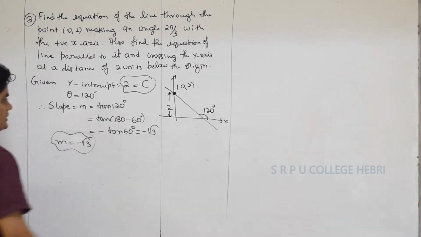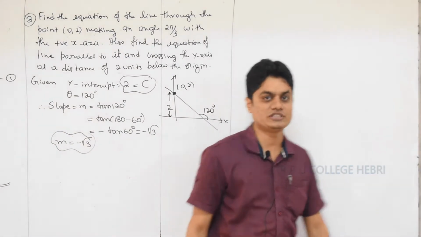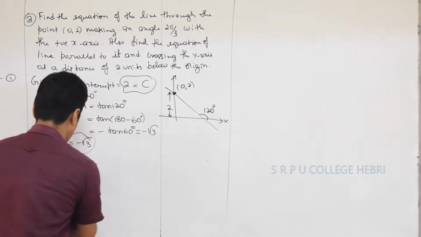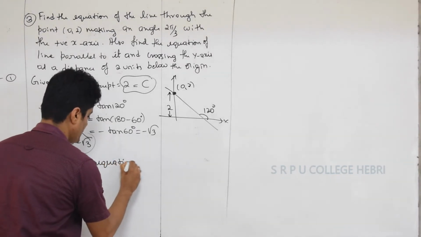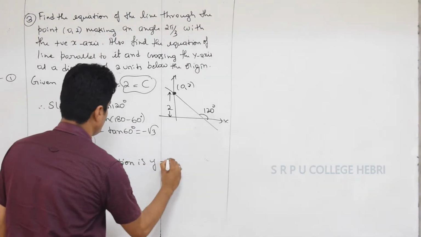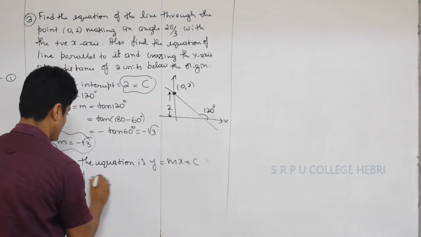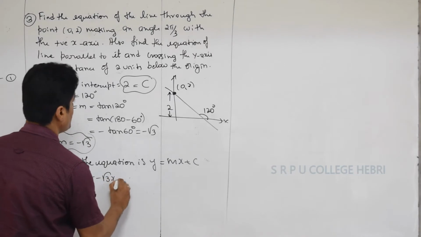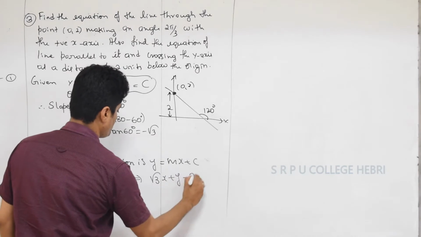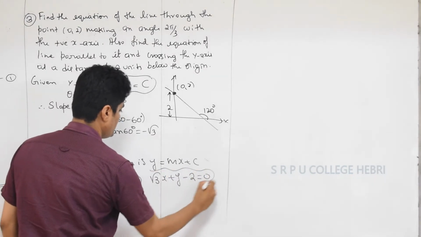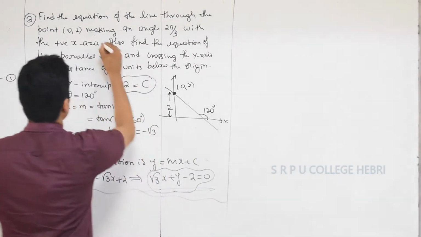Remember, y intercept is 2, m is equal to minus root 3. So which concept should we use now? Which form? Therefore the equation is y is equal to mx plus c, that is y is equal to minus root 3 into x plus 2. This implies root 3 into x plus y minus 2 equal to 0 is the equation of the straight line. So this will be the final answer for the first question.